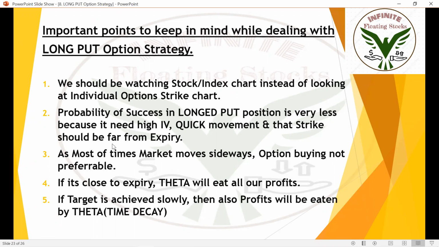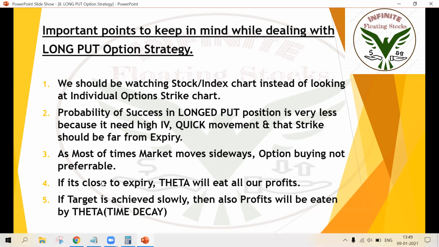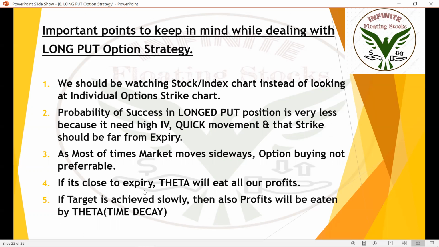Let's read points 2 and 3 together. Probability of success in a long put strategy is very less because it needs high IV and quick movement, and the strike price should be far from expiry, because most of the time the market moves sideways and option buying is not preferable. If it is close to expiry, theta will eat all your profits. That is nothing but time decay. And if the target is achieved slowly, then also the profit will be eaten by theta or time decay.